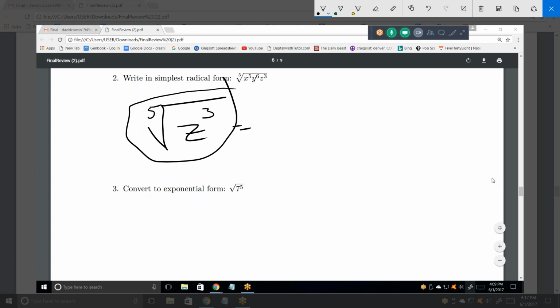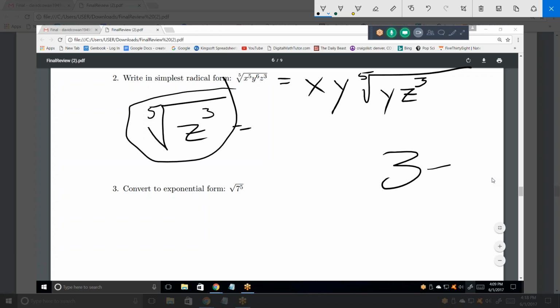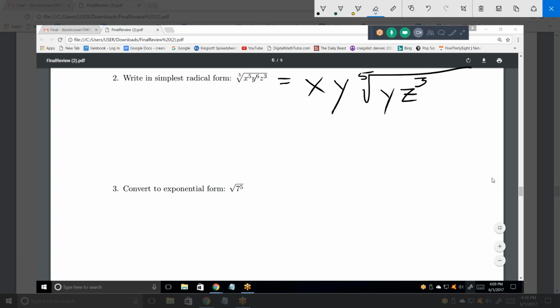So the answer in total is x, y times the fifth root of y, z cubed. You got it. Z cubed, not z3. When I say z3, that is not the same as z cubed. But when I say it like that, I don't mean it like that, trust me. And I wouldn't write it like that.